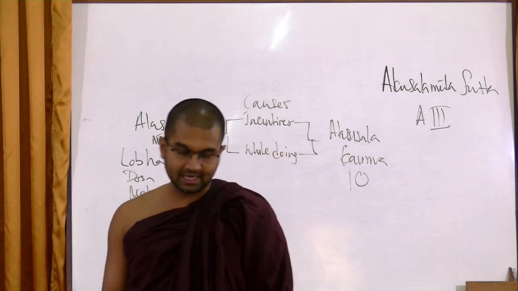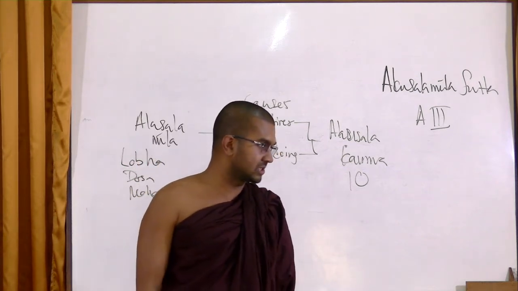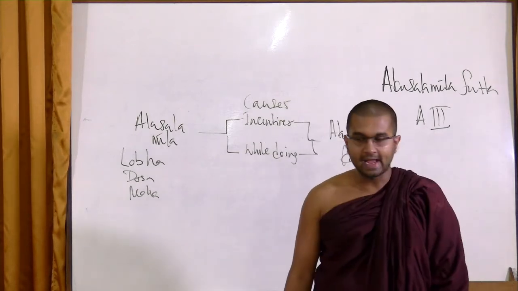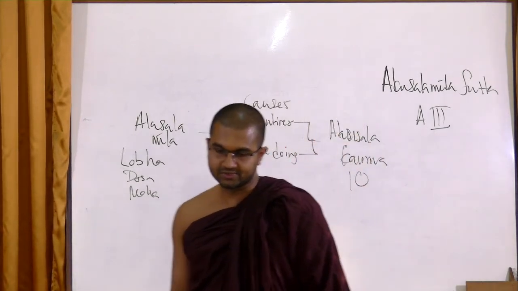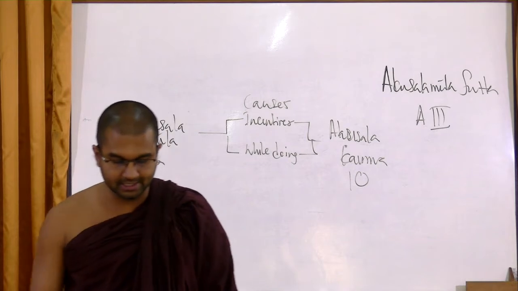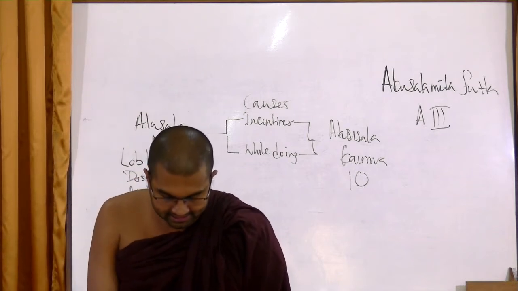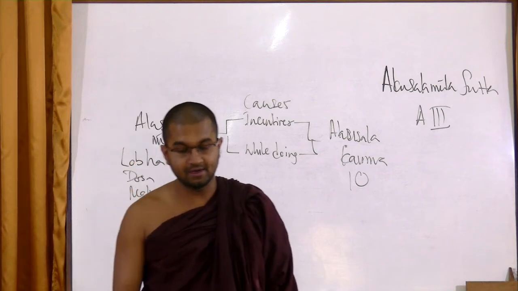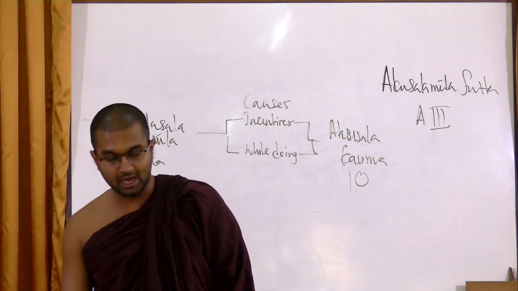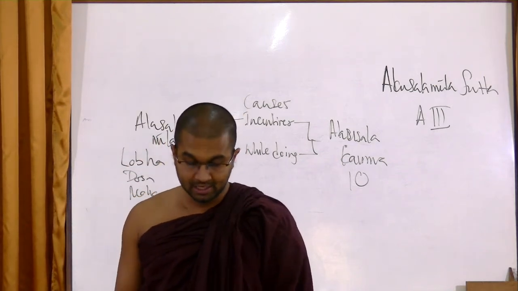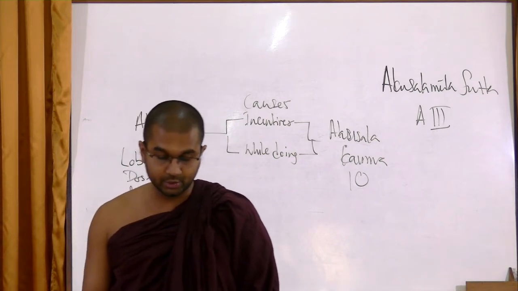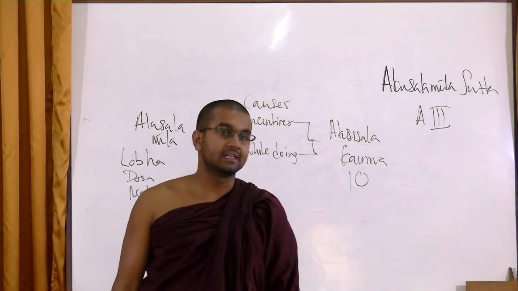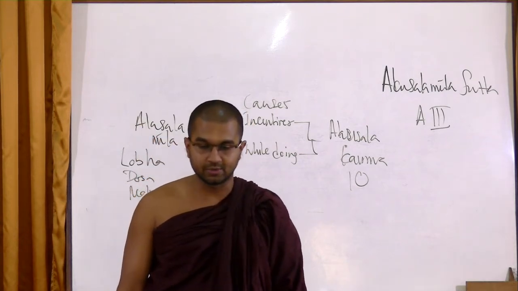Panatipata, parusa vacha and vyapada are always rooted in dosa and moha. So killing, harsh words and anger, strong anger of wishing others destruction, are rooted in dosa and moha. Adinnadana, stealing, musavada, lying, pisuna vacha, slandering, and samphappalapa, vain talk, are sometimes rooted in lobha and moha. You can do it with lobha chitta. Sometimes in dosa and moha, you can do it with dosa chitta. And sometimes only in moha. Sometimes even only in moha, with a mohamula chitta, you can do this kind.